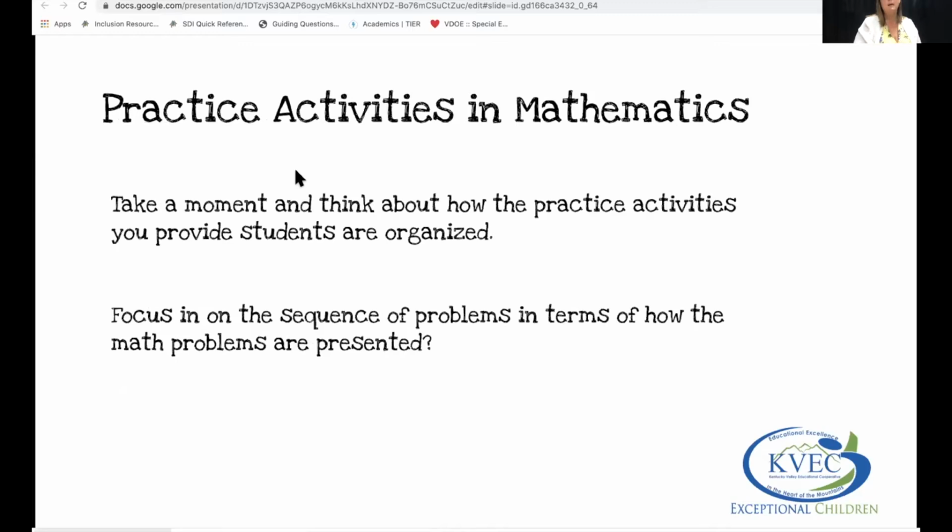Well, actually, let's take a moment. I want you to think about the practice activities that you provide your student before we ever get into this. What are some practice activities or worksheets, whichever one, that you provide your student, and how is that organized? Take a moment to just think about that and write it down. Put it somewhere in your head, put it somewhere. How are they typically organized for mathematics? And I want you to focus specifically on a sequence of problems.